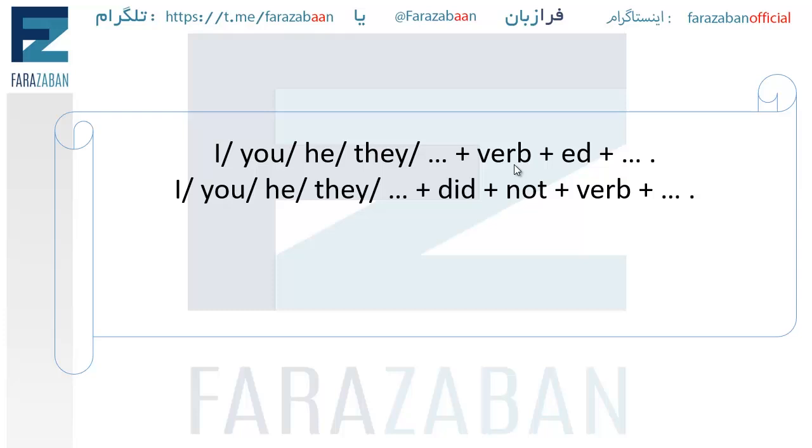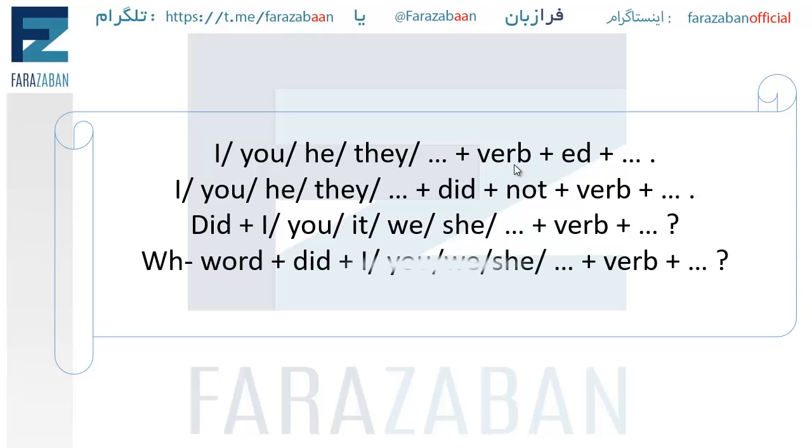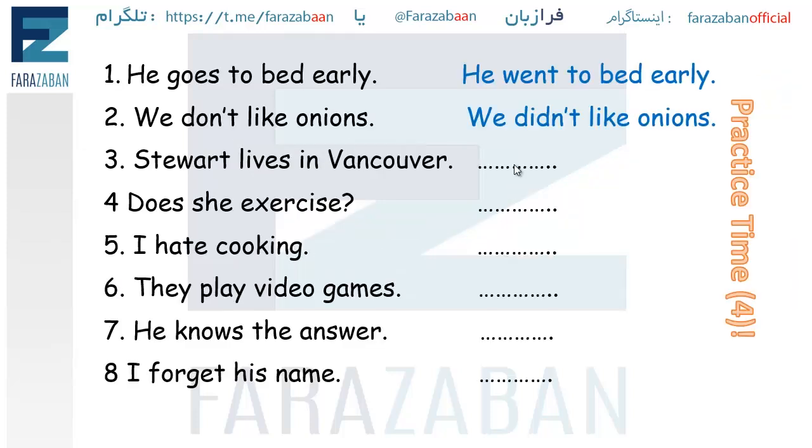Negative: I, you, he, she, it, we, you, they, did not, plus the simple verb. Yes/no question: Did, I, you, he, she, it, we, you, they, plus the base form of the verb, plus the rest of the question. And WH question: WH word, did, I, you, he, she, it, we, you, they, plus the base form of the verb and the rest of your question. These are the structures we have learned so far. Just remember that after did or did not, our verb comes in base form.